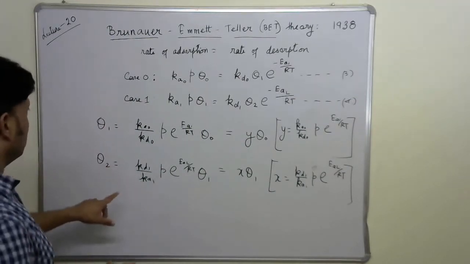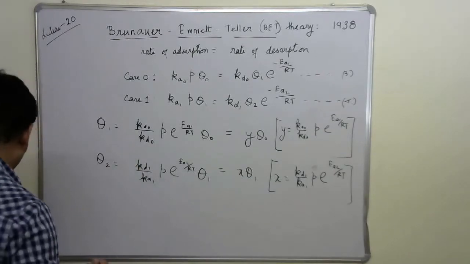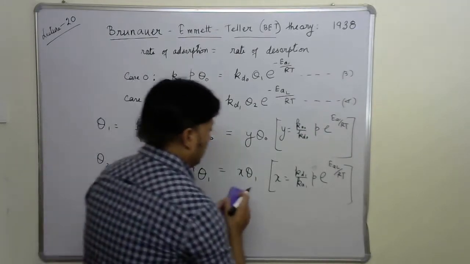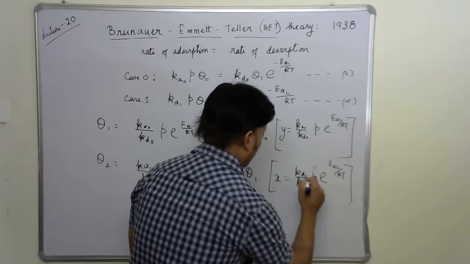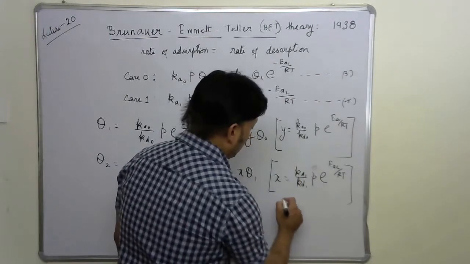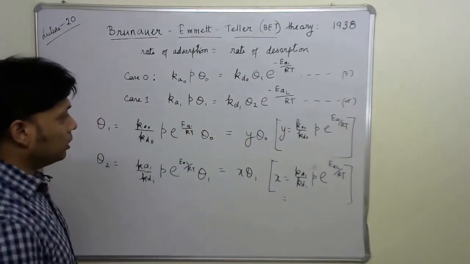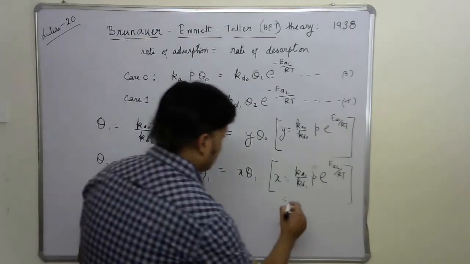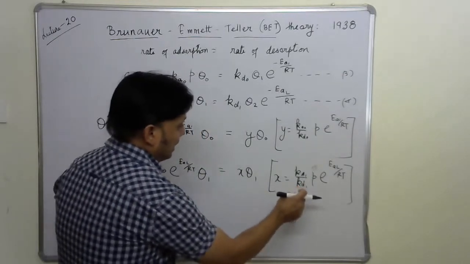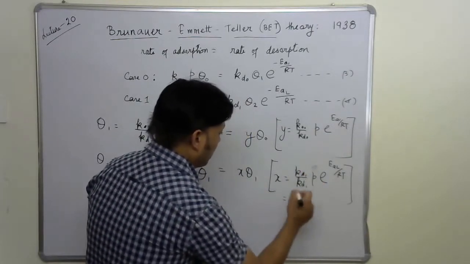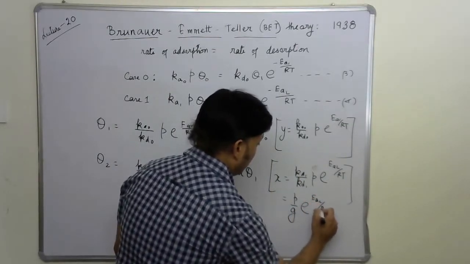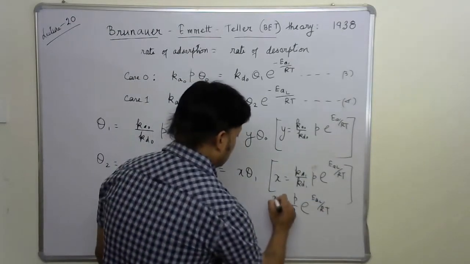So did I write it correctly? No, it should be ka1 divided by kd1. Okay, so it should be like that, ka1 divided by kd1. So if you can remember, this ratio ka1 divided by kd1 is actually reverse of g. All right, so g was the constant that we equated with this ratio, that is kd1 divided by ka1. So therefore the same thing becomes p divided by g e to the power eal divided by rt. So that is equal to x.